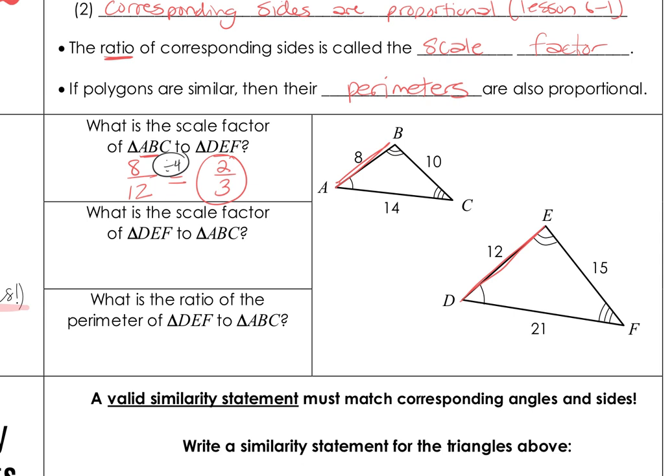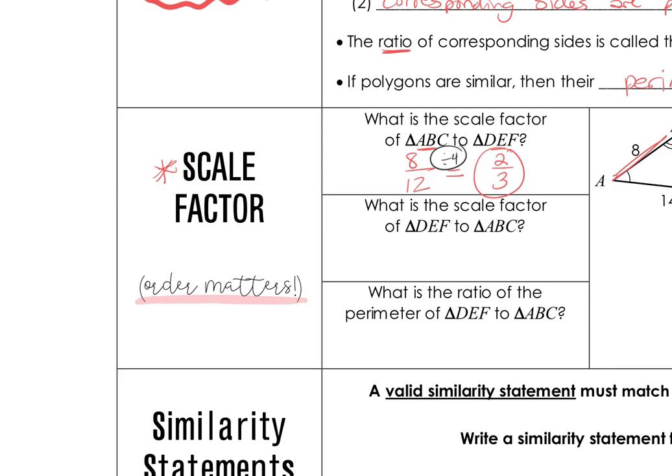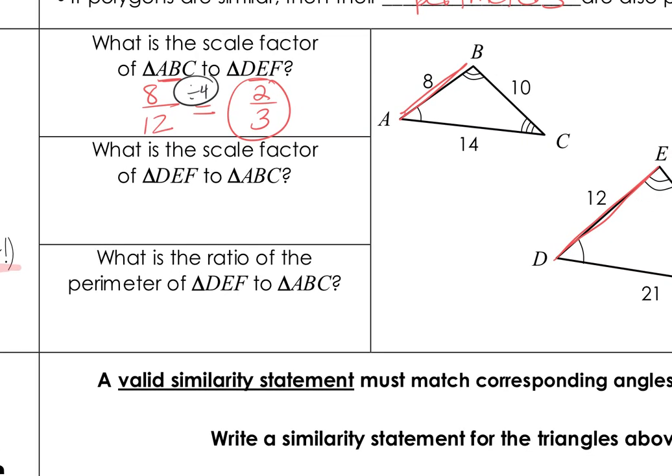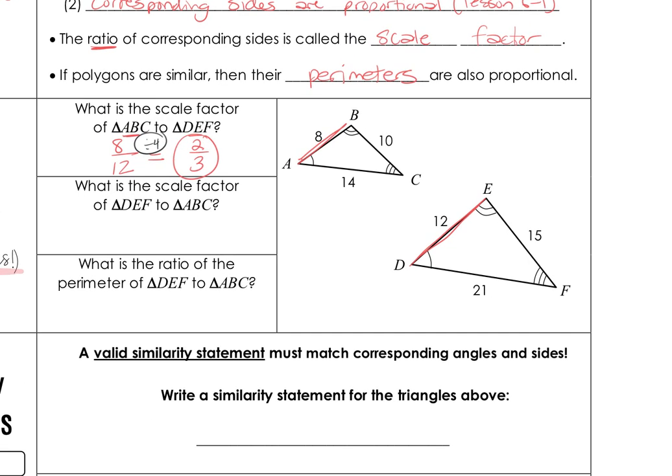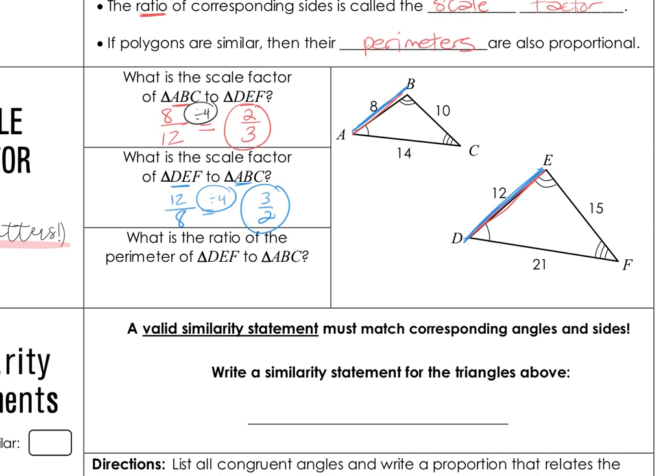Now, if we take a look, it says what is the scale factor of triangle DEF to triangle ABC. So this is kind of going back to order matters, right? Now they want triangle DEF. So let's pick another side on triangle DEF. I'm going to pick the same side. If I pick side D to E, that's 12. And then if I pick side A to B, the first two letters, that's 8. As I simplify this, I'll still divide by 4. I get 3/2.